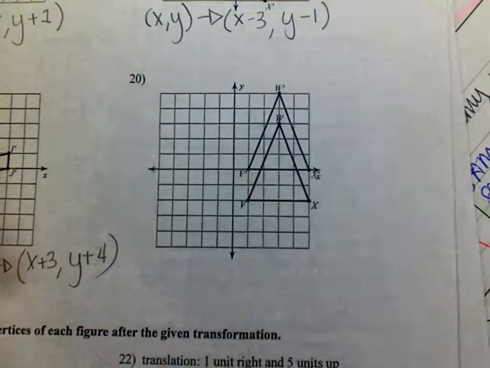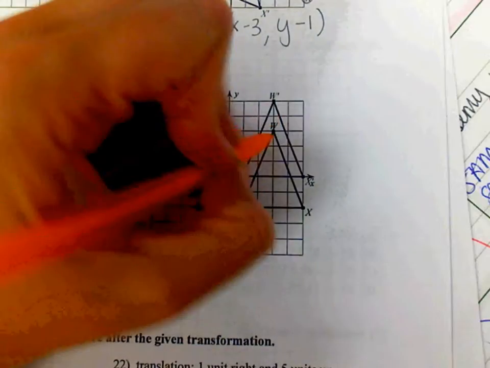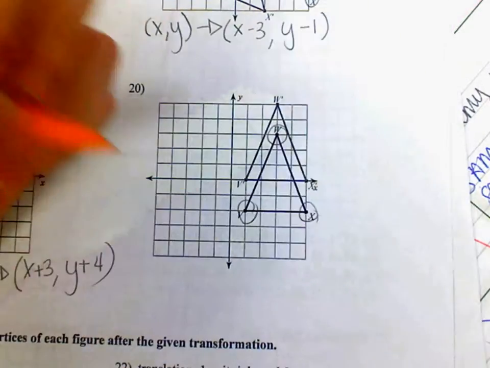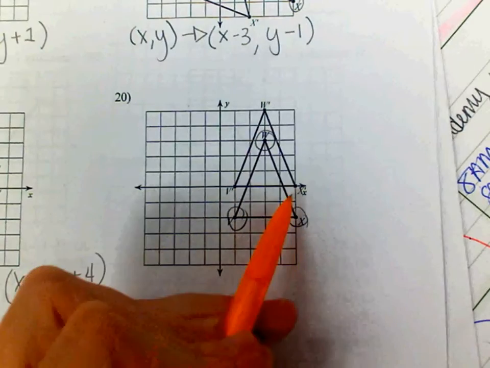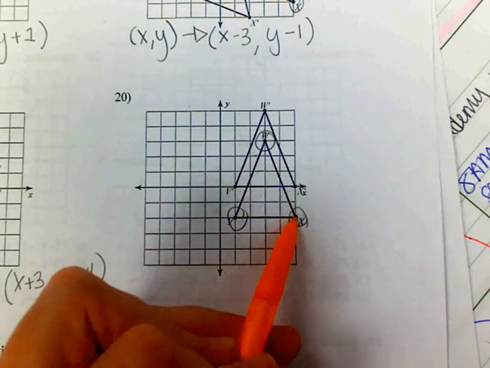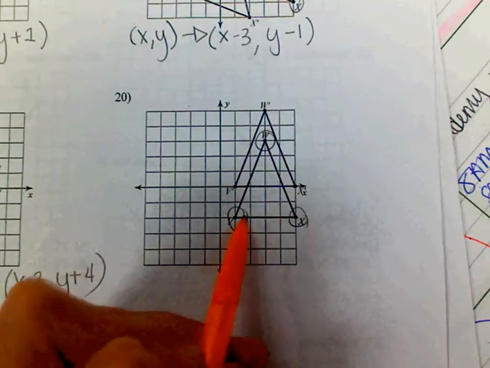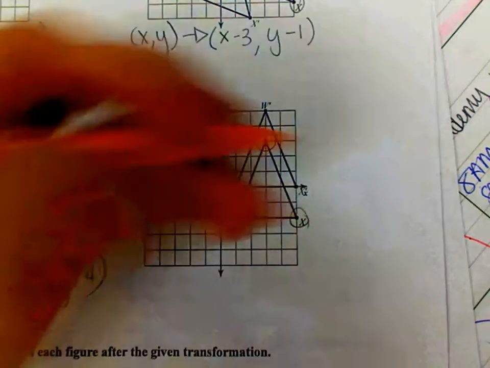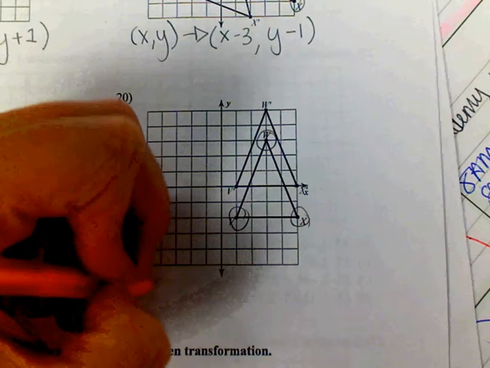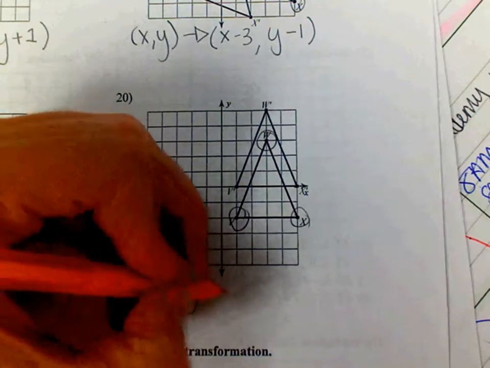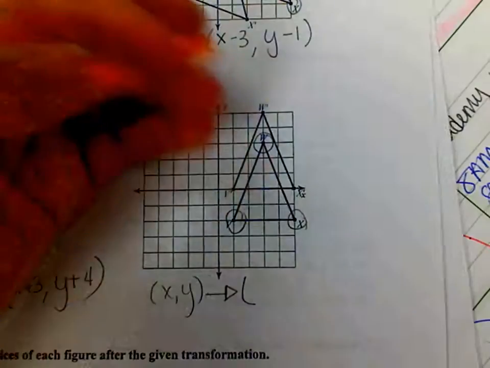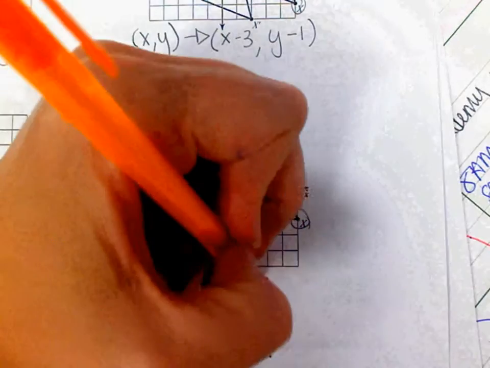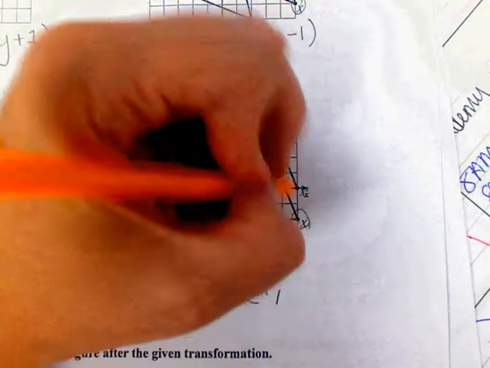Okay, number 20. This is our pre-image without the apostrophes. So let's look at x. From x to x prime, there is only a vertical movement. There's no left, no right, just up. So the way we write that, x comma y parentheses arrow. Since there's no horizontal movement, no x movement, we just put x plus 0, and then y, we went up 2, so plus 2.